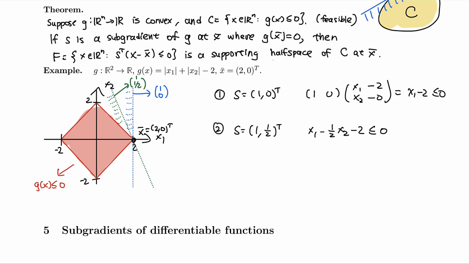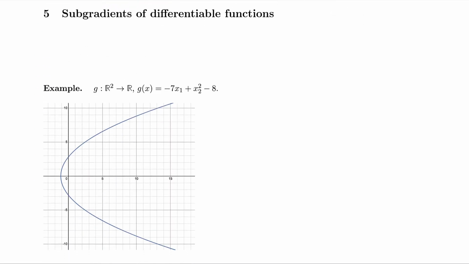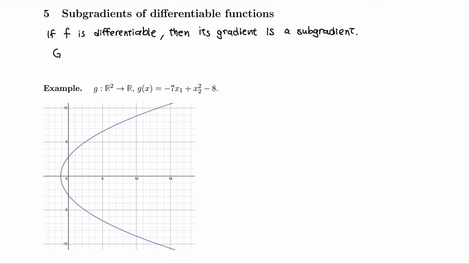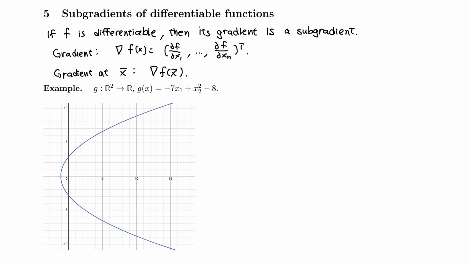Now, normally, we need to use the definition to come up with the subgradients of a function at a point. But for differentiable functions, the task is much easier. If f is differentiable, then its gradient is a subgradient. And the gradient of f is a vector that can be obtained by taking partial differentiations of f with respect to x1, x2, all the way up to xn. And the gradient at x bar is simply replacing x by x bar in the gradient.